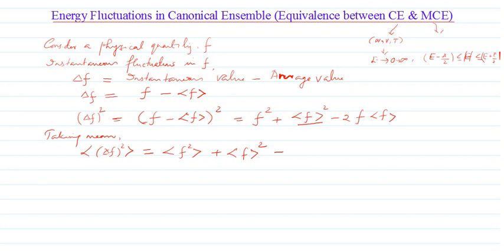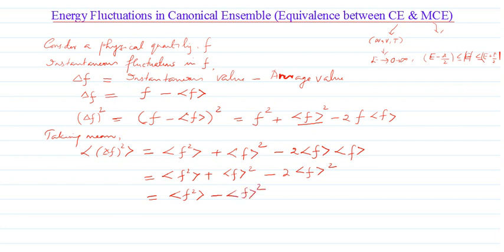Now can you see that this is nothing but the mean of F square plus F̄ square minus 2 into F̄ into F̄, again F̄ square. So you can just simplify this one. This is nothing but equal to the mean of F square minus F̄ square. See, that is what we call the mean square fluctuation in F. So we call this equation number 1 to begin with. So equation 1 represents the mean square fluctuation in F.